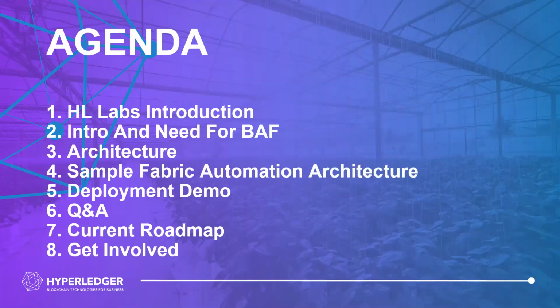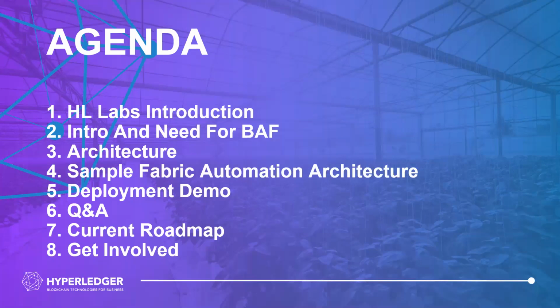So with that, I'll just quickly give what today's agenda looks like. We'll first give you an introduction to Hyperledger Labs, because right now, blockchain automation framework is not a qualified Hyperledger project. It is under labs. So I'll just give a quick introduction. What does it mean really to be under labs? Then, I'll give an introduction on what this product is about and why did we really spend time, or what was the need that we felt to build something like this.